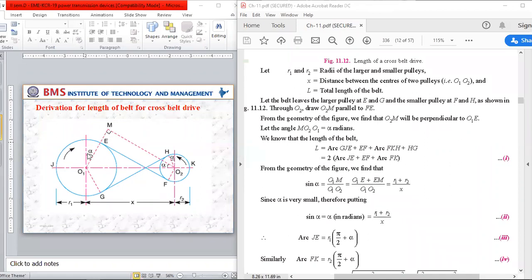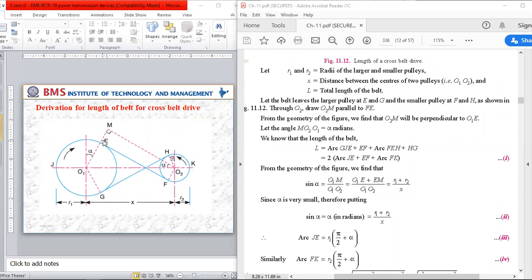O1M is how much here? How are you going to calculate? We know O1E. O1M is equal to O1E plus EM. O1E we know is equal to R1, the radius of the larger pulley. And EM is equal to O2F, because these two are parallel and at the same distance. O2F is the radius of the smaller pulley. So EM is equal to R2.